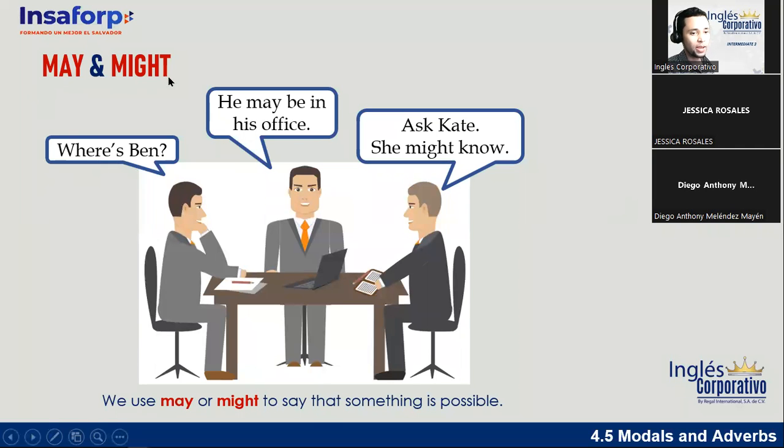So, may and might. This is a review. Jessica and Diego, do you remember? What did we say may and might were for? Possibility. Very good. Jessica is right. We use may and might when we talk about something that is possible, but we are not sure.